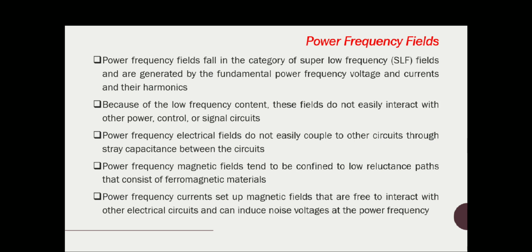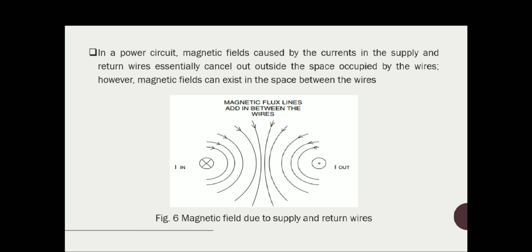And in a power circuit, the magnetic field caused by the current in the supply and the return wire essentially cancel out outside the space occupied by the wires. However, the magnetic field can exist in the space between the two wires. And here you can see the magnetic field due to supply and return wires. So the residual magnetic force attributed to power wiring is rarely a problem if proper wiring methods are used.